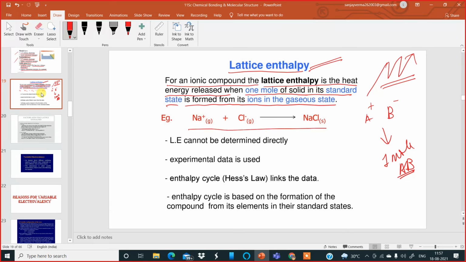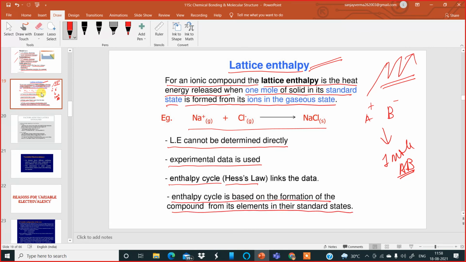An example is given here. But lattice energy cannot be determined directly. There are indirect methods only. Experimental data is used for the IP, for the EA, for the sublimation, and so on. So to solve problems based on this enthalpy cycle, Hess's law is used to get the standard heat of formation of a solid substance, an ionic compound. The enthalpy cycle is based on the formation of the compound from its elements in their standard state.